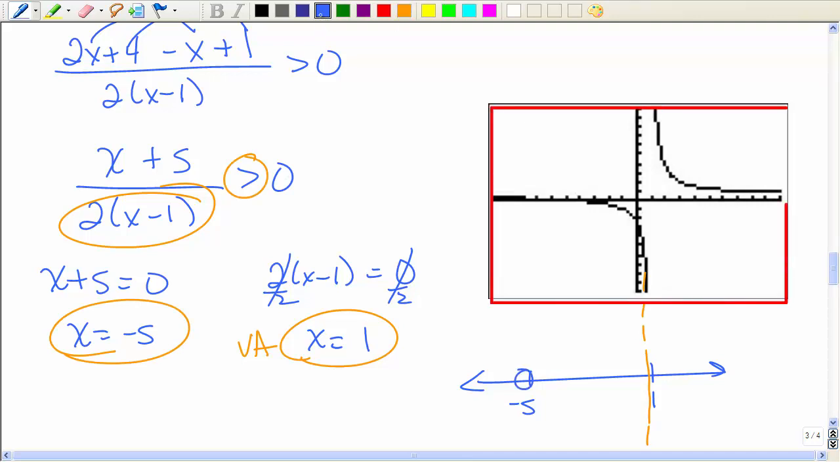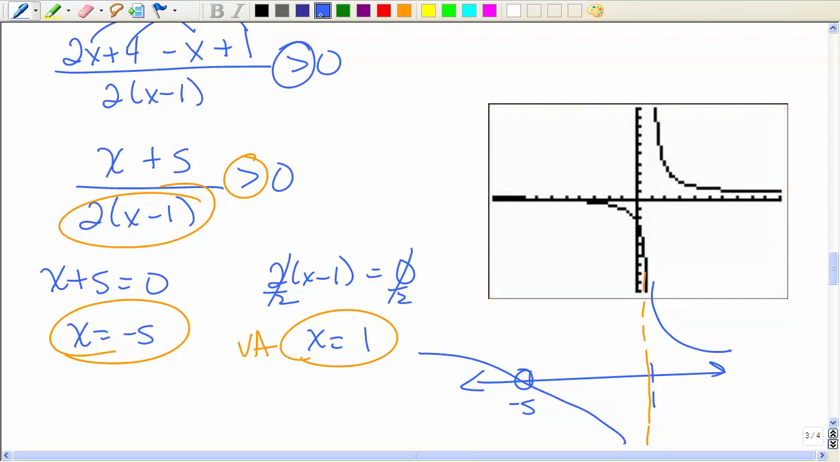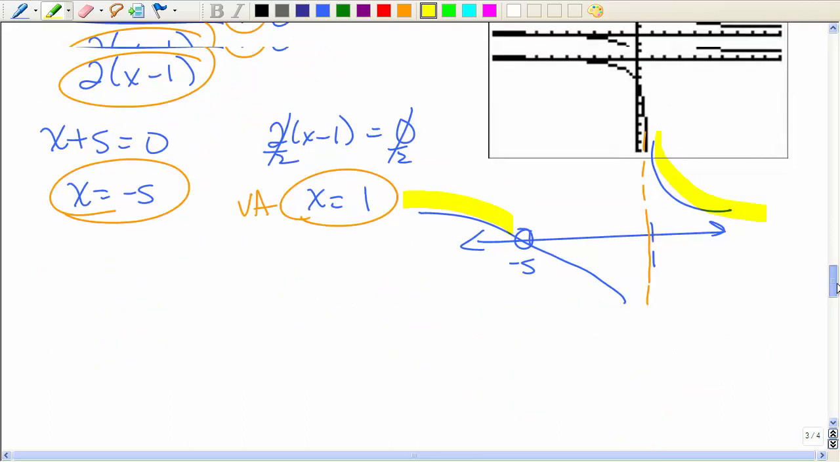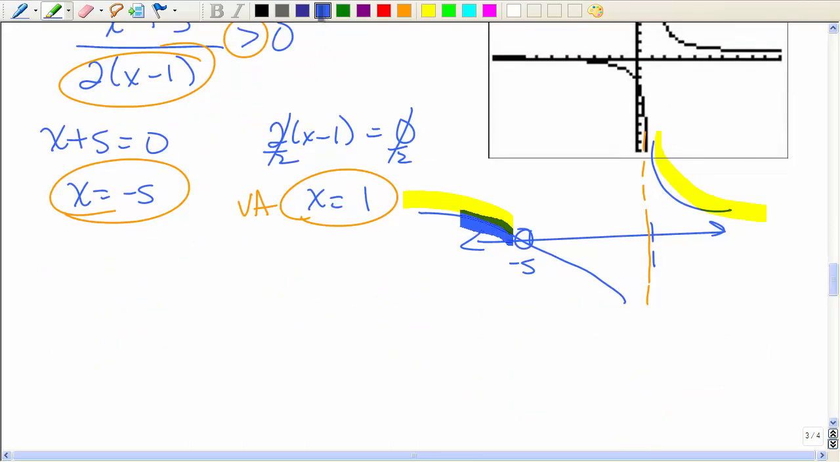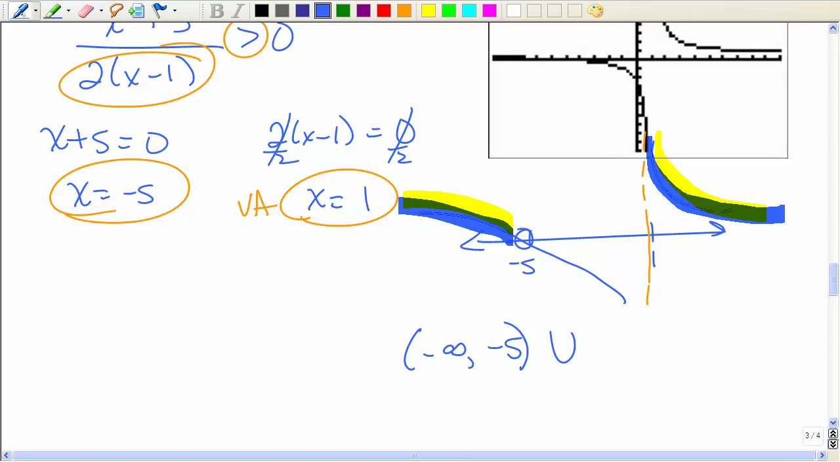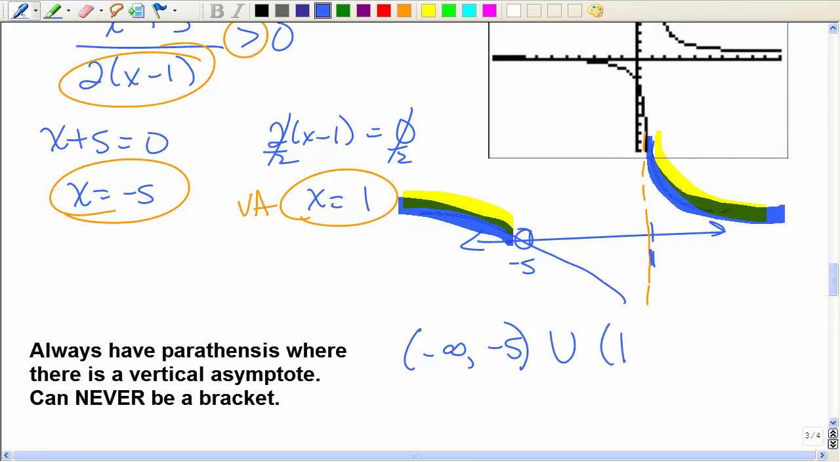And look at that graph, looks almost exactly the same as the other ones. Here, it comes up and goes above. And what part do we want? We want above the x-axis, so that's this part and this part up here. All right, so I want this part of the graph, this part of the graph. That goes from negative infinity to negative 5, parenthesis this time. Remember, this was at 1, so from 1 to infinity.